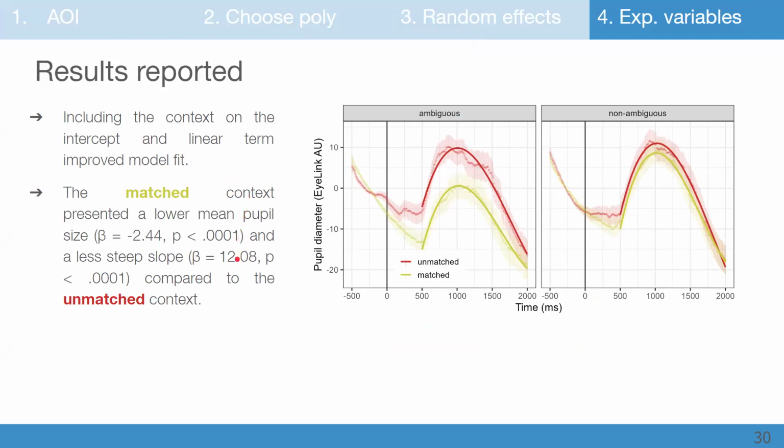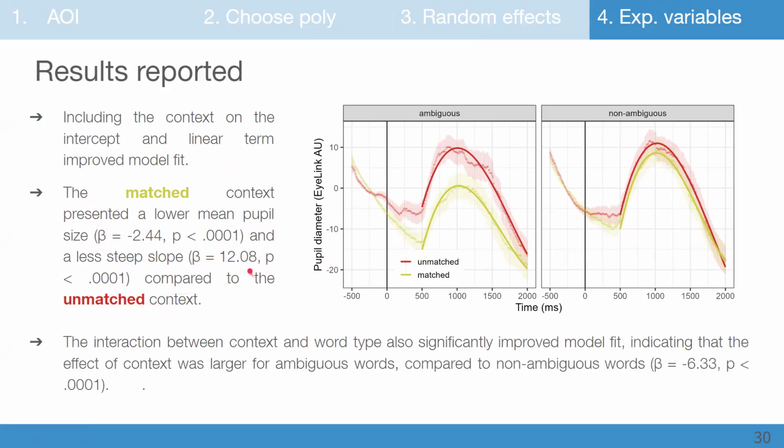And if we go to the dummy coded variables that we can see in the summary, we can see the direction of that change, that is what I put here, that the match context presented a lower mean pupil size. Here I have the estimate, and a less steep slope. I also have the estimate compared to the unmatched context.